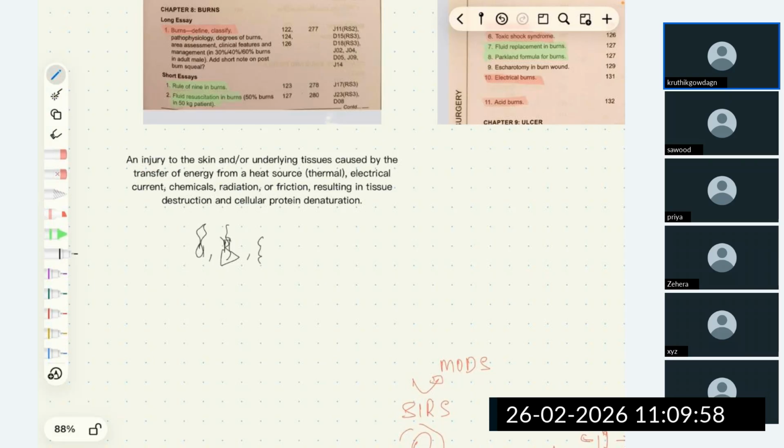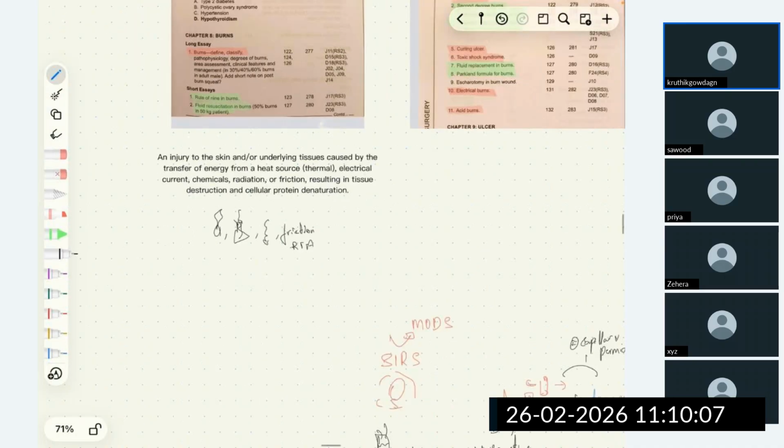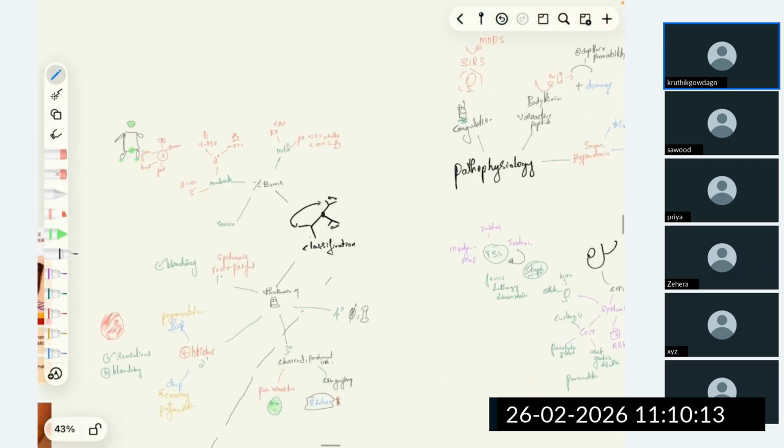An injury to the skin and subcutaneous tissue caused by heat, flame, chemicals, radiation, or friction, which is seen in road traffic accidents, resulting in tissue destruction, is called burns. I'll share the notes. Please be thorough with this definition. Next, we'll go on to classify burns.